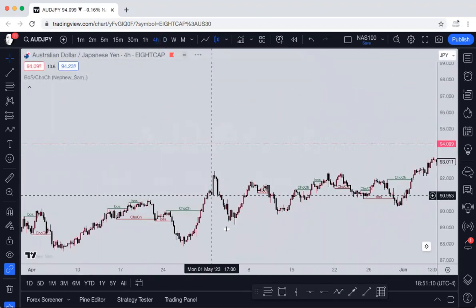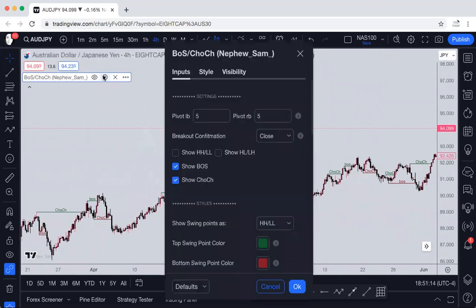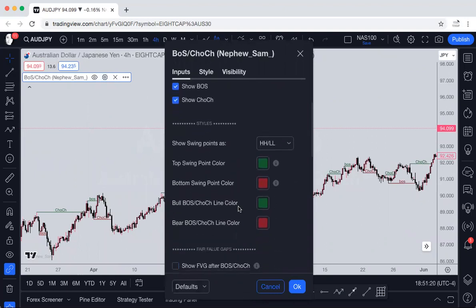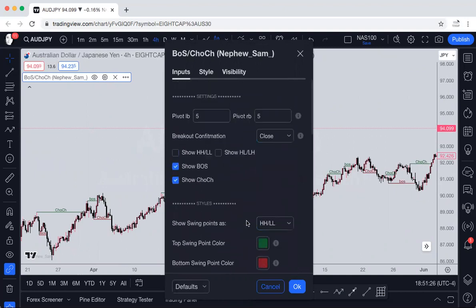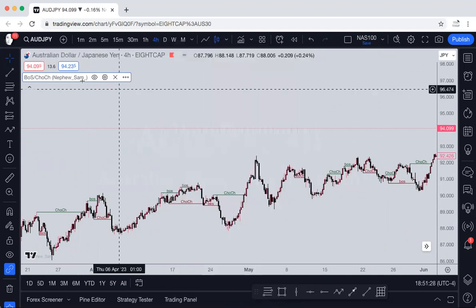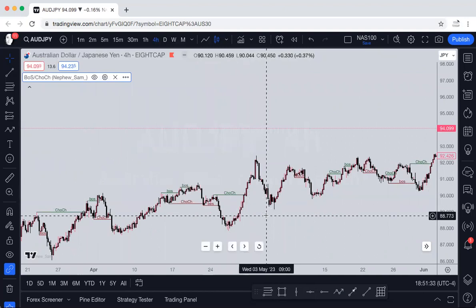Okay, but that is all we're going to cover for today. Remember, the only thing we have on is your break of structure and change of character. And these are the colors that I chose. Everything else is turned off, because the whole purpose of this one that I wanted you guys to use is the fact that it shows you the breaks and changes.